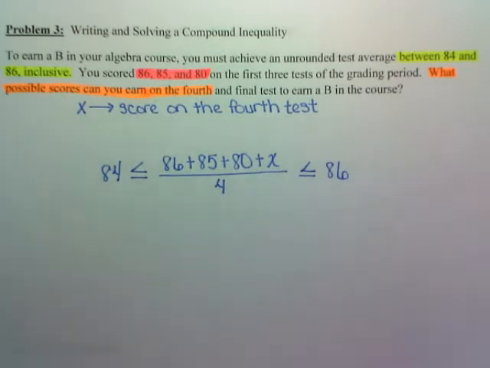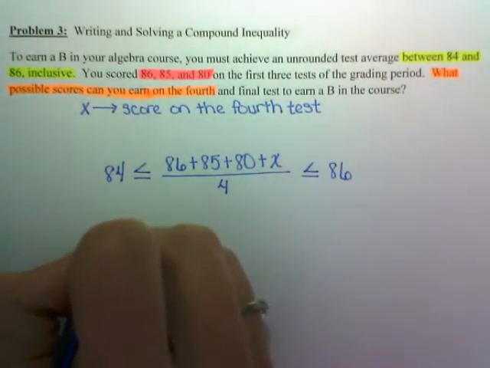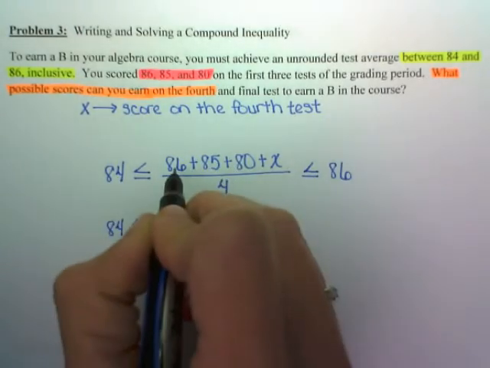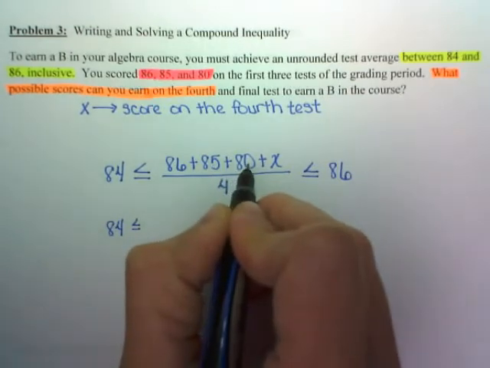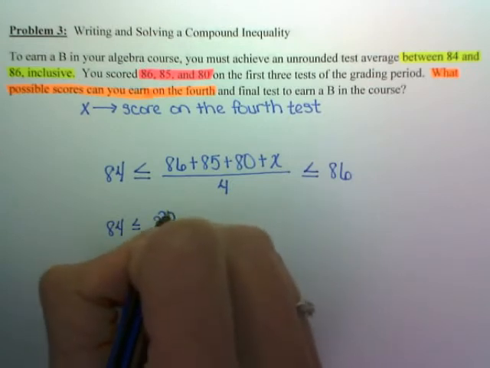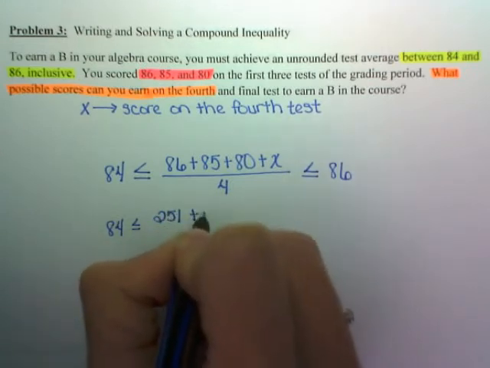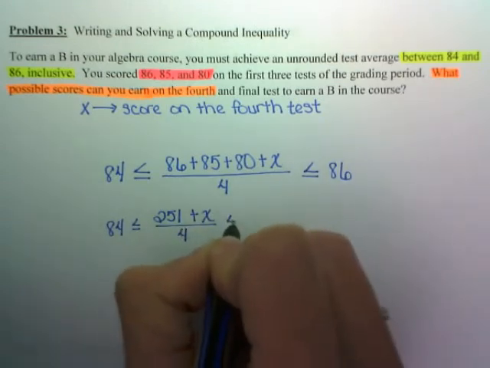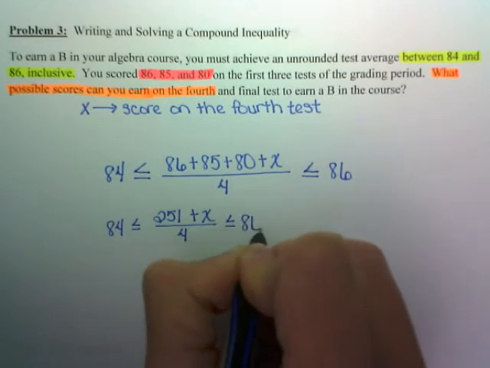So now all we have to do is solve for x. We've got to solve this so that we can figure out what you need to make on that fourth test in order to get a B in your algebra course. So let's do some simplifying. I'm going to leave this 84 here, less than or equal to, let's add all this stuff on the top that we can, like terms. 86 plus 85 plus 80, those are all like terms. So if I add those, I get 251 plus x divided by 4 less than or equal to 86.